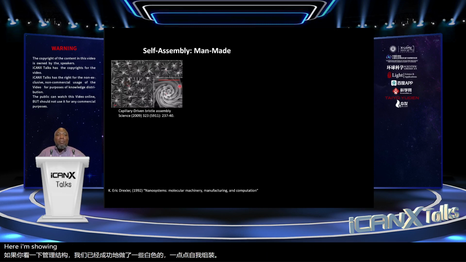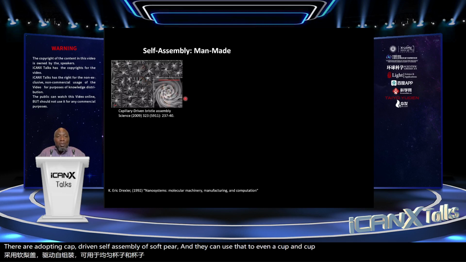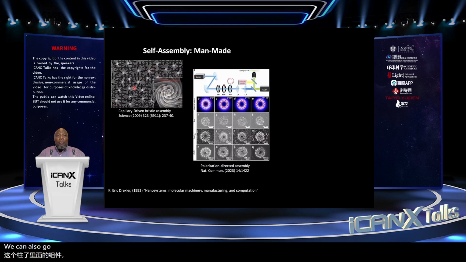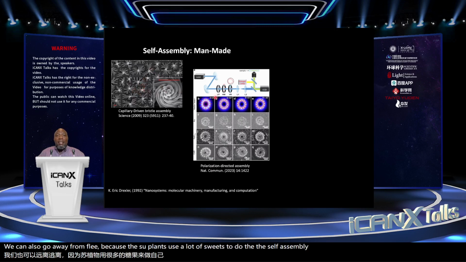Here, I'm showing some examples from Joanna Aizenberg's lab at Harvard University, where they're adopting capillary-driven self-assembly of soft pillars, and they can use that to even encapsulate components inside these pillars. We can also go away from fluids, because plants also use a lot of fluidics to do self-assembly. In the man-made environment, we can start using light, where we use polarization of light to control the organization of materials to create structures that are quite elaborate.